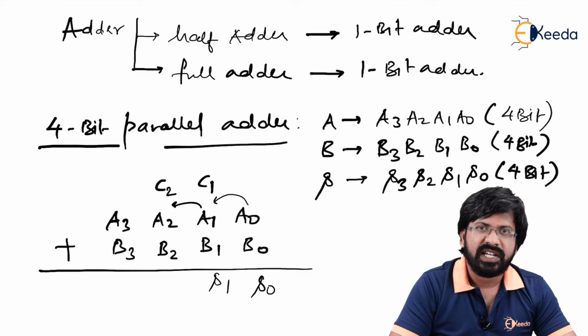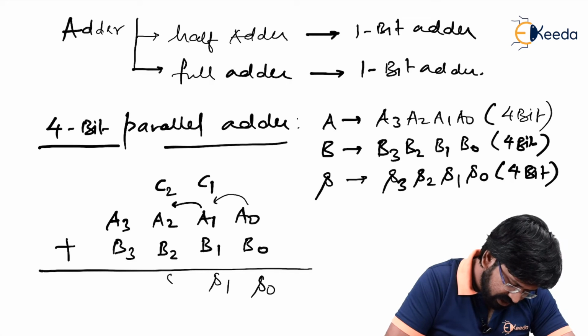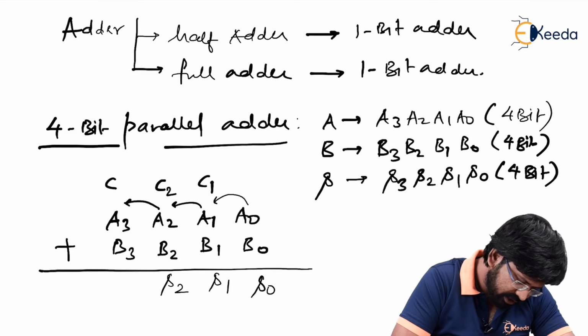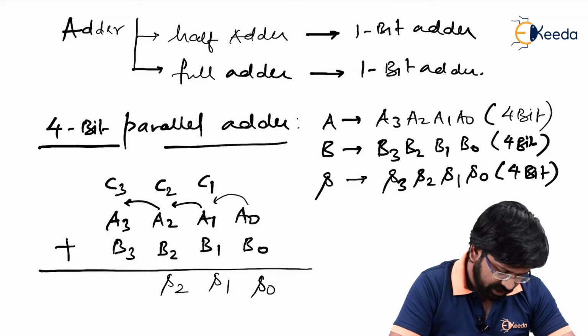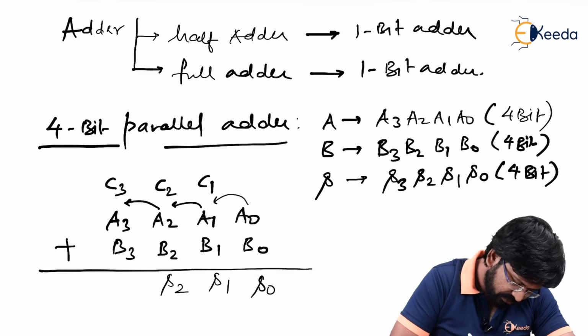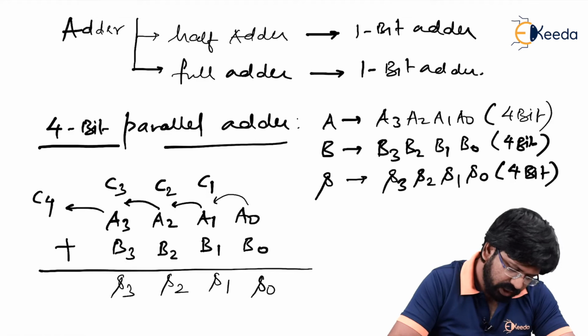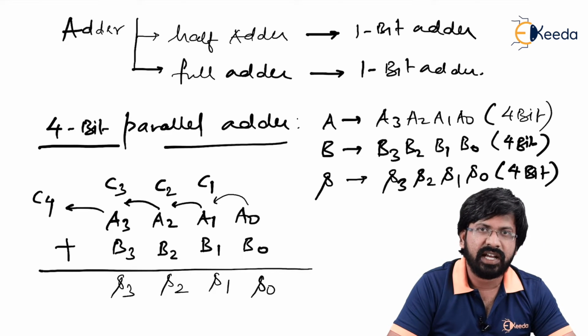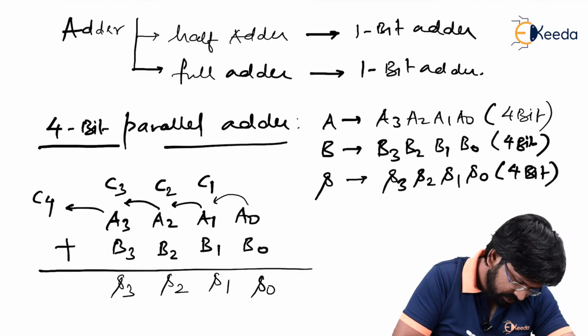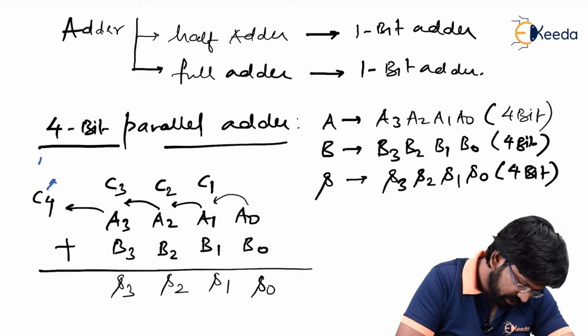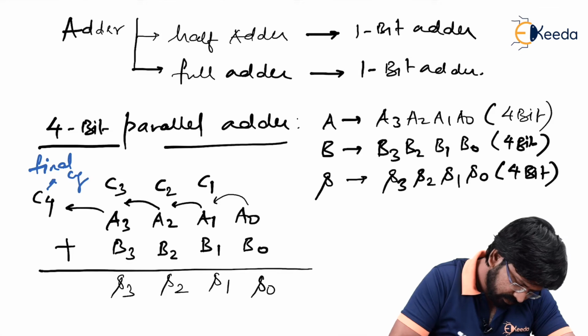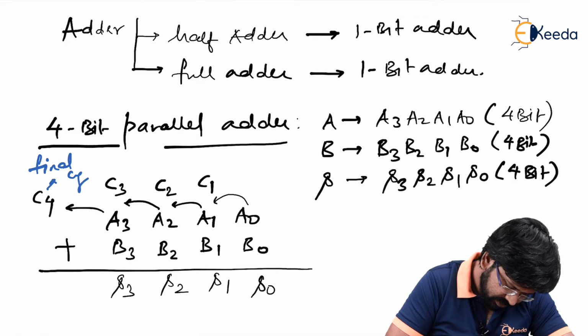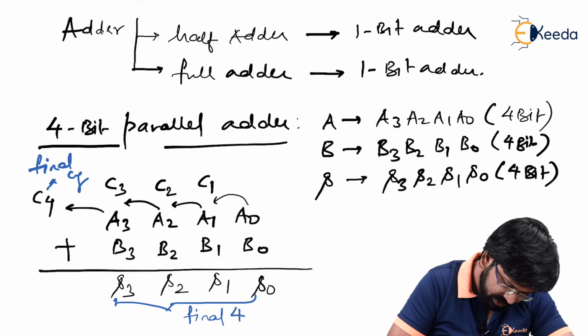So the next stage addition is A2, B2 along with C2, which gives you sum as S2 and carry out as C3. And thereafter again A3, B3 and C3 get added, and of course sum is S3 and the carry is C4. Therefore, I can consider now C4 as the final carry and S3, S2, S1, S0 as the final sum. So remember, C4 is the final carry and this S3, S2, S1, S0 is the final 4-bit sum. Am I right?